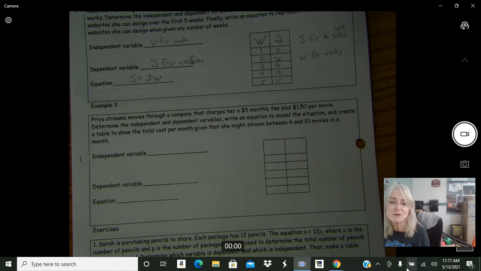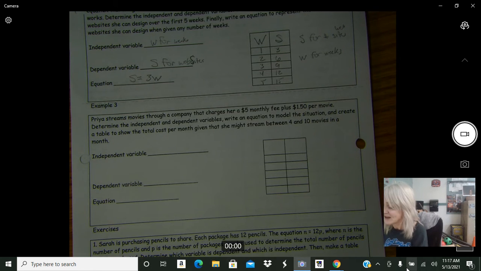So Priya streams movies through a company that charges her a $5 monthly fee plus $1.50 per movie. Determine again the independent and dependent variables. Write an equation to model the situation, and then create a table to show the total cost per month that she might stream between 4 and 10 movies in a month.